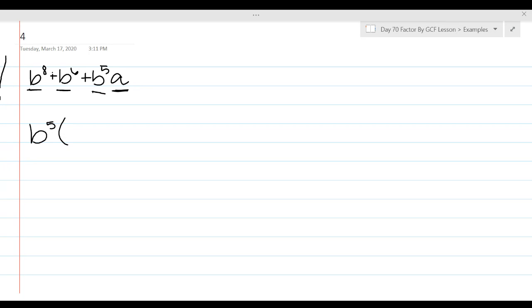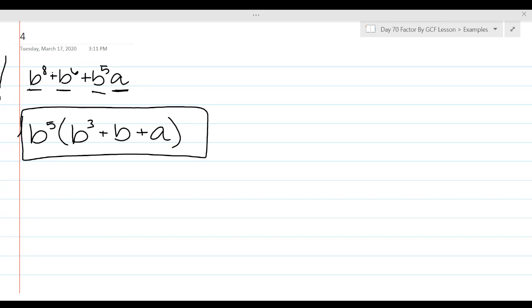So we have b to the 8th divided by b to the 5th, which is going to be b to the 3rd. We have b to the 6th over b to the 5th, which is just going to be b. And b to the 5th a over b to the 5th is just going to be a. And that's going to be your final answer again. So that's all you're doing for this set of problems.